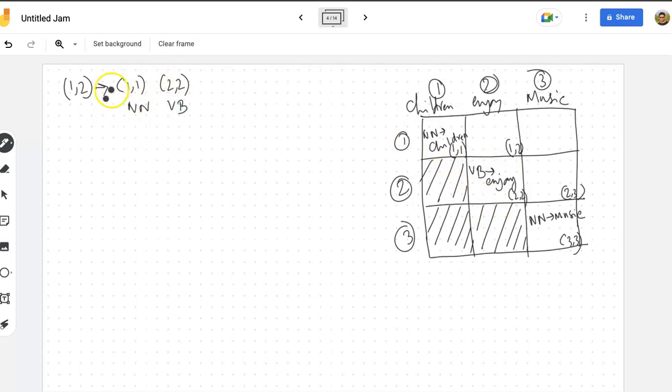Now we need to check whether there is any rule in the grammar whose right hand side contains NN and VB. There is a rule VP which goes to NN VB, so we can put it here. VP goes to NN VB.